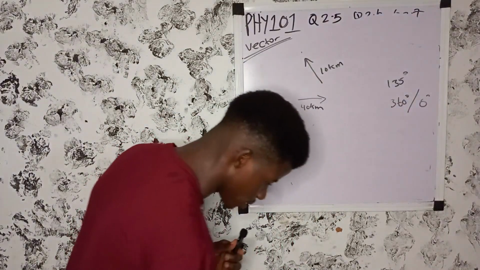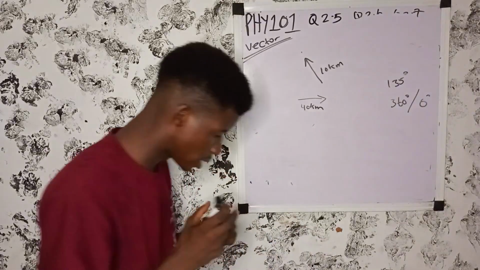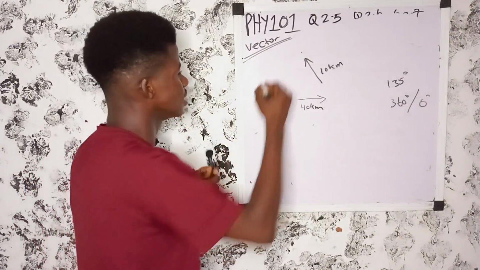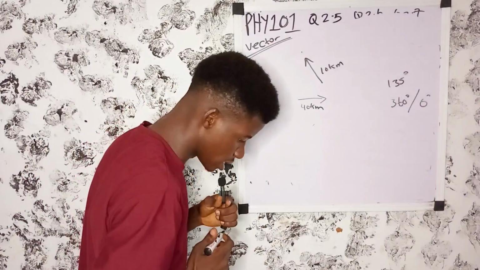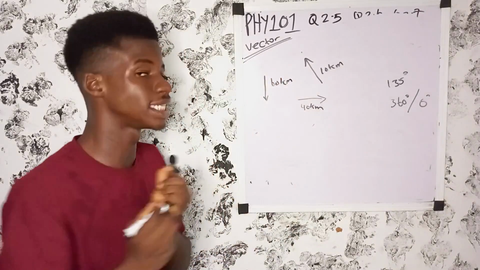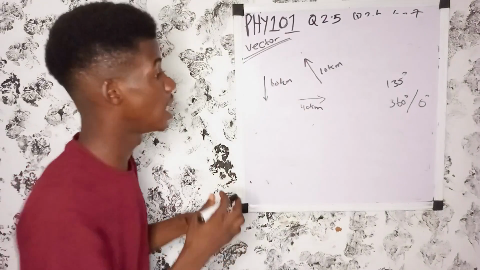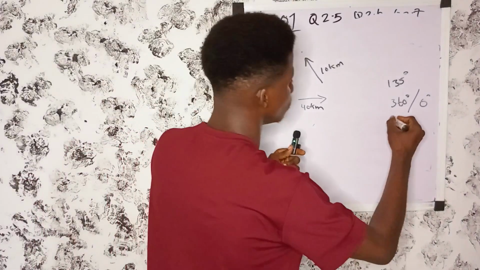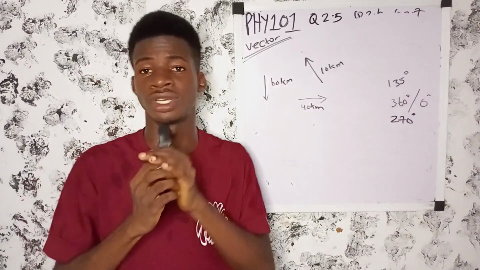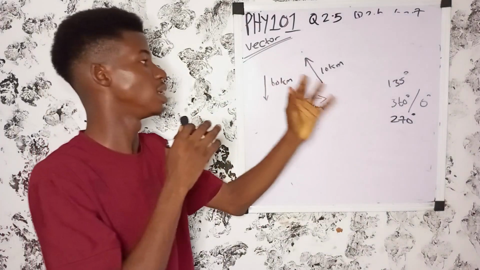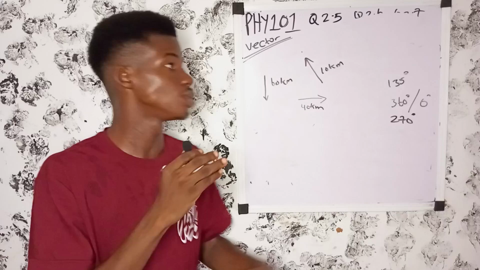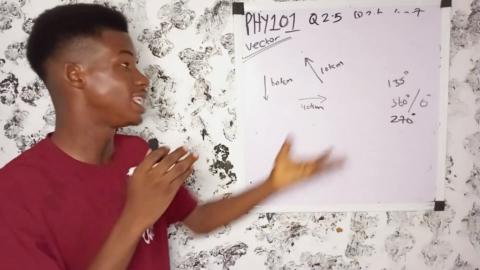Then what is the question? They said and then south for 60 kilometers. Remember I told you guys in the previous class that south is 270 degrees. That is the angle. If you look at this question, they only give us the magnitudes: 10 kilometers, 40 kilometers, 60 kilometers. They didn't give us the angles. So how are you going to solve it?